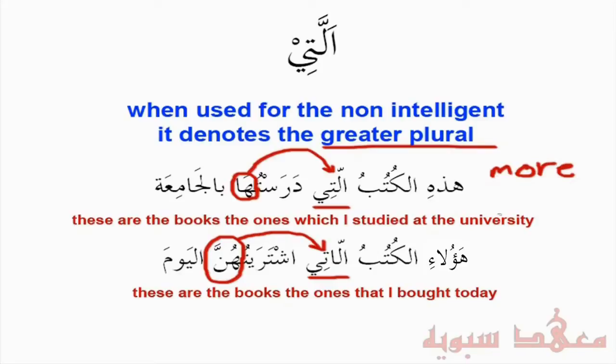And if you look at the context, these are the books, the ones which I studied at the university. So obviously that will be quite a substantial number of books that you've studied. While here are the books that you bought today. Maybe 3, maybe 4, maybe 5 even. So you can see the difference between using these two. So the singular denotes a large number of books, then the plural.